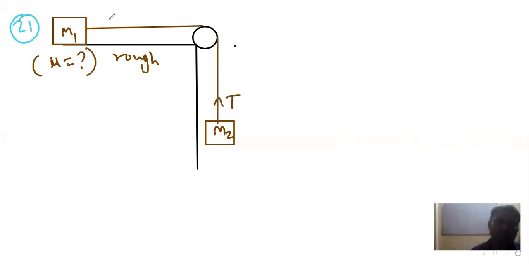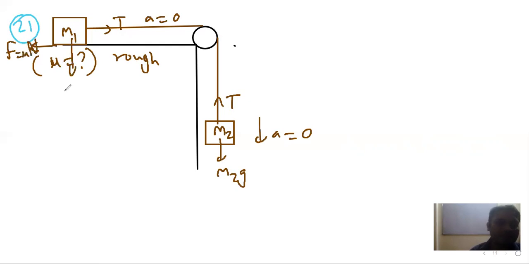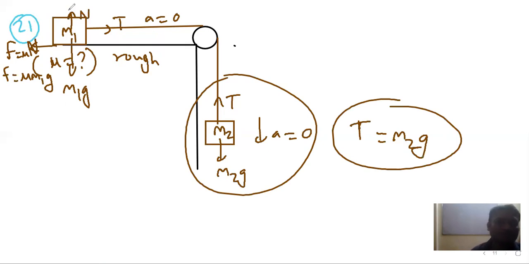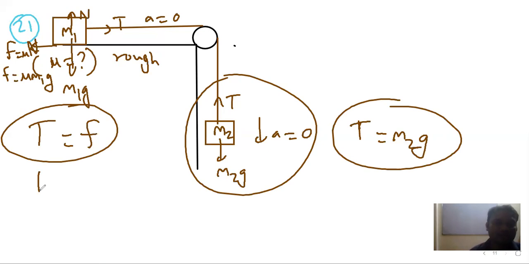So first of all, tension force here, M2G here. Acceleration is 0, given. Friction force will be in the backward direction, it will be kinetic friction, mu n. This is M1G, n is in upward direction. So friction force will be mu n, which is mu M1G. For this, we have the equation P is equal to M2G. For this, we have the equation P is equal to friction force in the horizontal direction. So from this, we can equate these two equations.